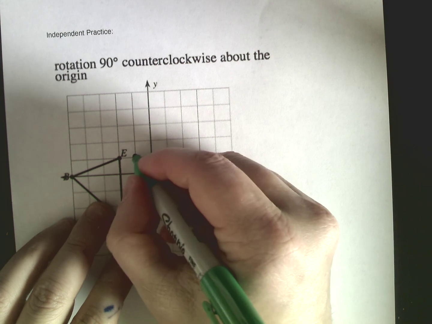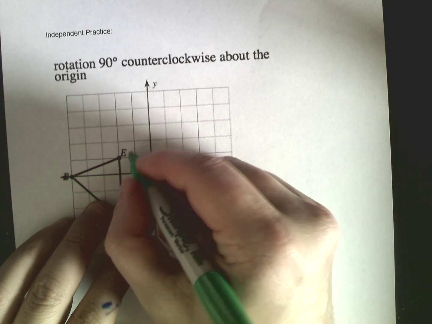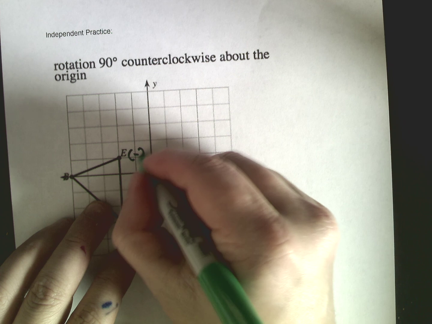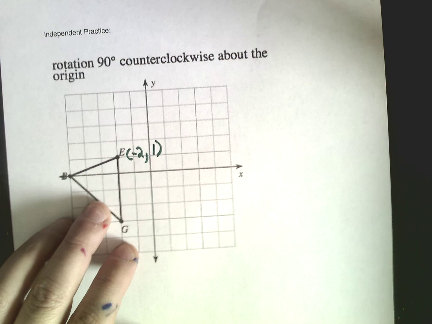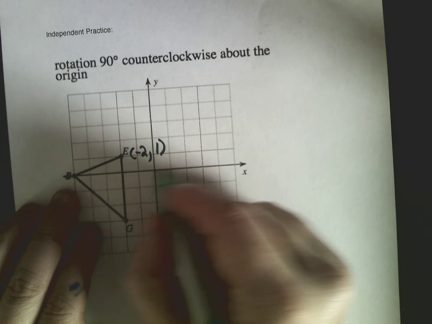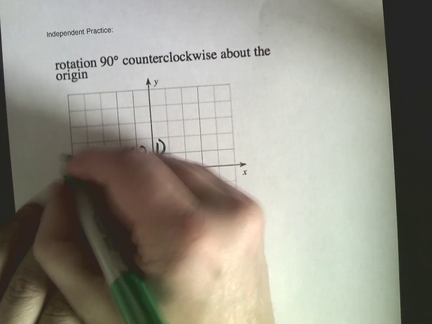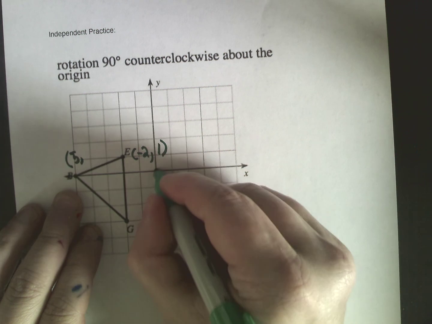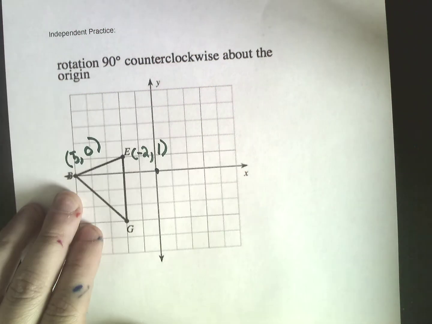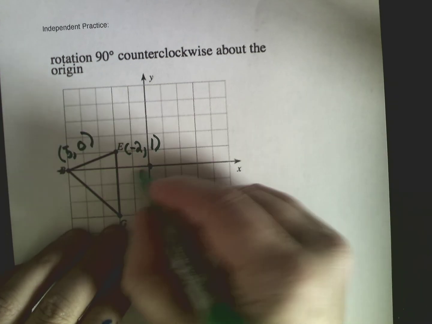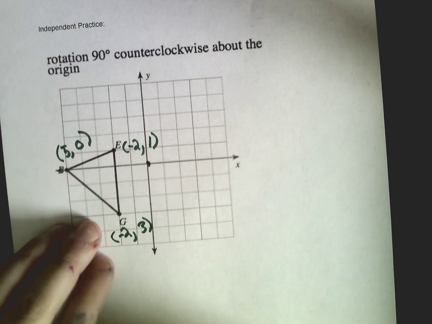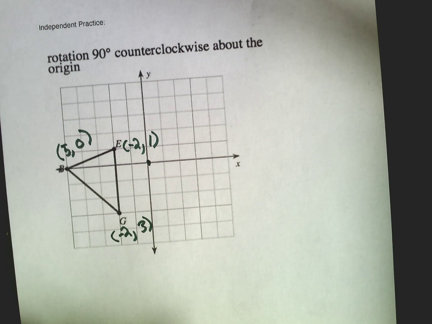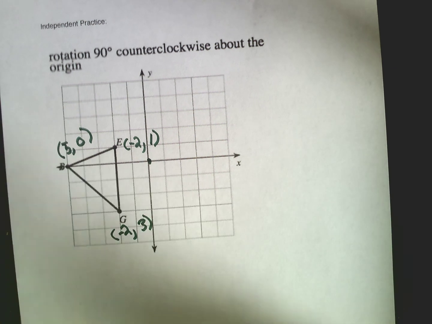E is -2, comma, +1. B is 1, 2, 3, 4, 5, comma, it's right at the origin, so it's 5, 0. G is -2, comma, 3. Just find those out first. Remember, X is always first, Y is second.